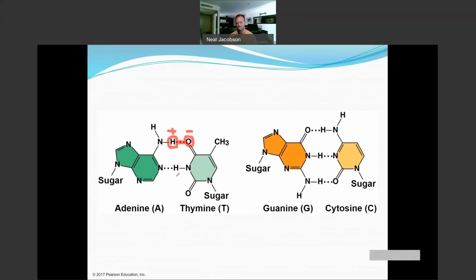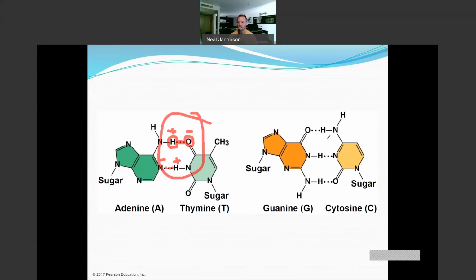And then once again, I'm going to show you over here. So this nitrogen's electronegative. It pulls the electrons from hydrogen, leaving a positive charge here. And this nitrogen here is bonded to 2 carbons, and so it's pulling the electrons towards it. So it has a negative charge. And then there's the hydrogen bonding taking place. Okay, so adenine and thymine have 2 hydrogen bonds.